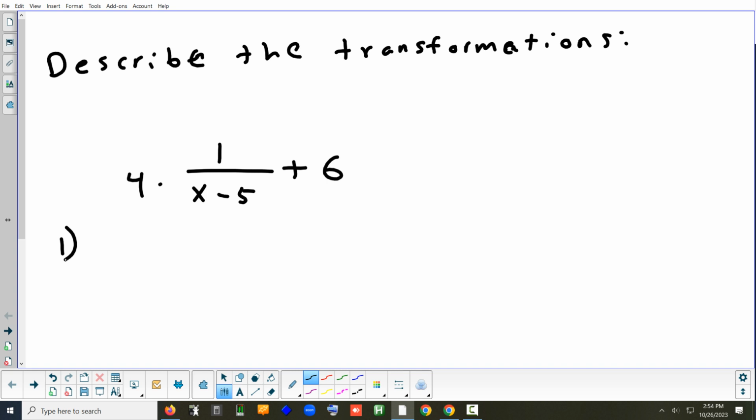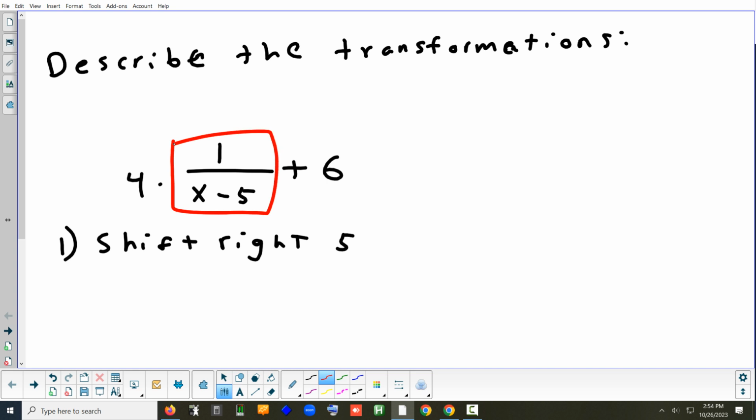Shift right 5? Yeah, that's going to be a shift right 5. Anything that's inside this box is going to be horizontal, and it's backwards. So minus is going to be to the right, plus would be to the left. All right, so there's one thing.